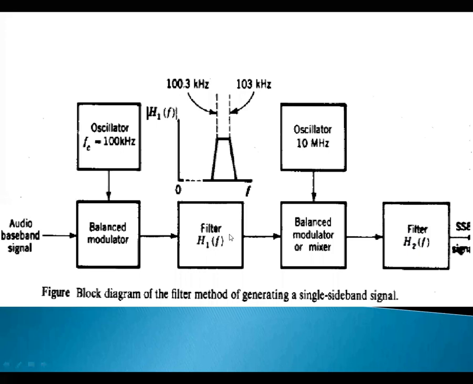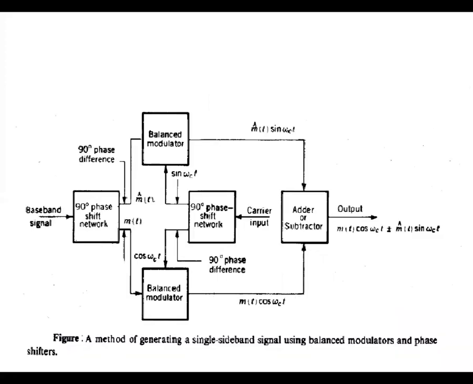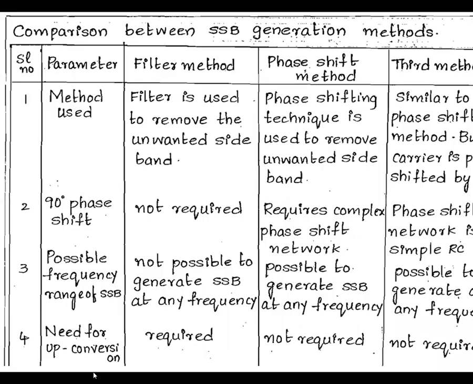The conversion of the signal is at 100 kilohertz the first time, and the second time it goes up to 10 megahertz. There is up conversion. The second time conversion takes place. That is available in the filter method only. Up conversion is needed because the second filter is used to elevate the signal more.